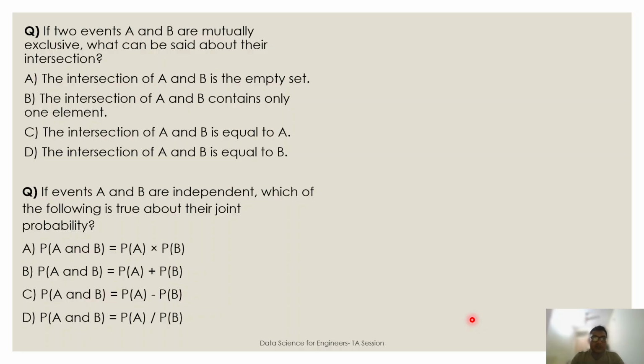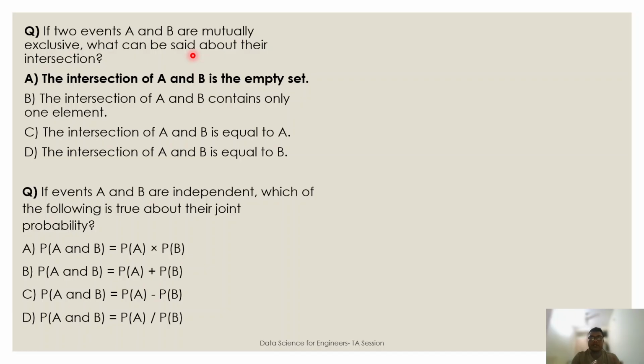Moving towards the question: if two events A and B are mutually exclusive, what can be said about their intersection? Two events are mutually exclusive means if one happens, the other will not happen. What can you say about the intersection? We just talked about that itself, I already explained it. Most of you answered A, the intersection of A and B is the empty set. You are all correct.